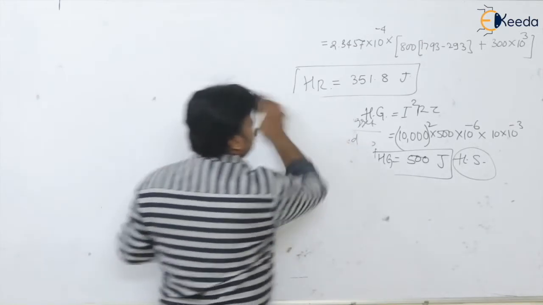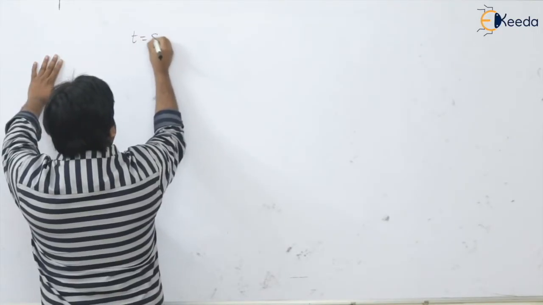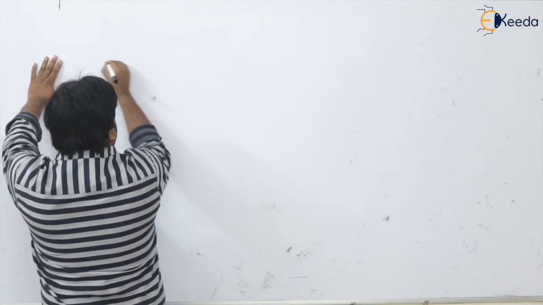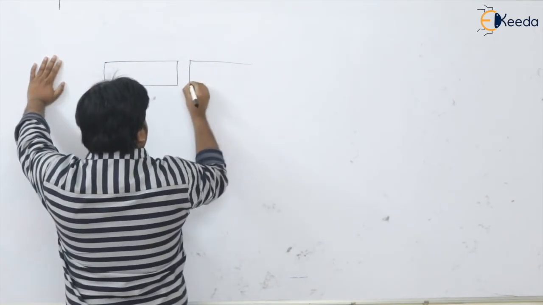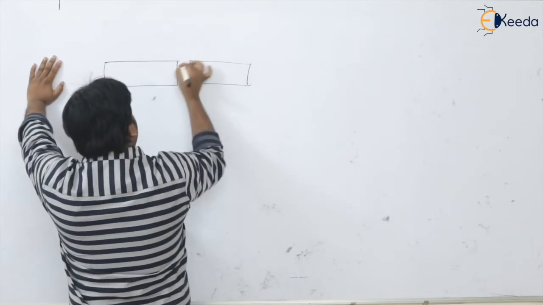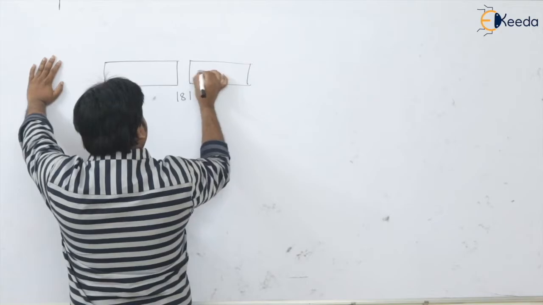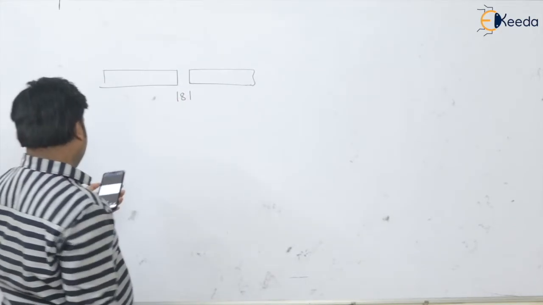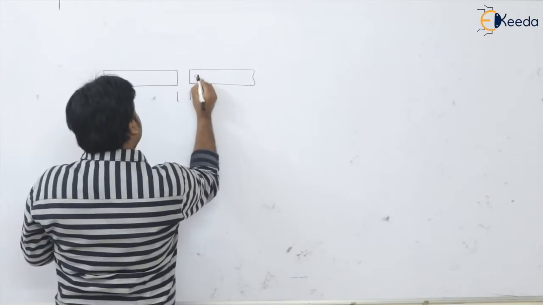Meanwhile I will write the data here. The thickness of the plate is 8 mm. They are placed 5 mm apart, so in butt position. Sorry, 8 mm thick and 5 mm apart.